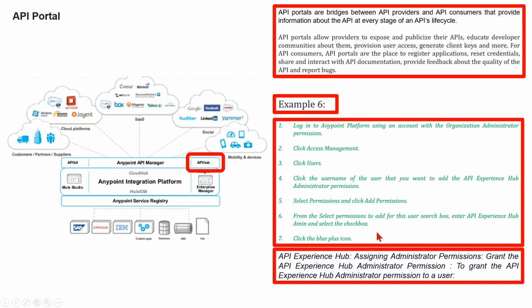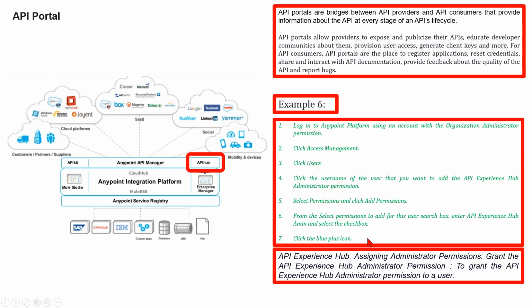Now we are considering granting the API Experience Hub administrator permission, in assigning administrator permission in API Experience Hub. The organization administrator and API Experience Hub administrator can perform all of the functions to create the portal. Only an organization administrator or existing API Experience Hub administrator can grant a user the API Experience Hub administrator permission. Grant this permission when you want another user in your organization to perform the Salesforce linking process, create and curate the portal, manage the portal, and manage users.